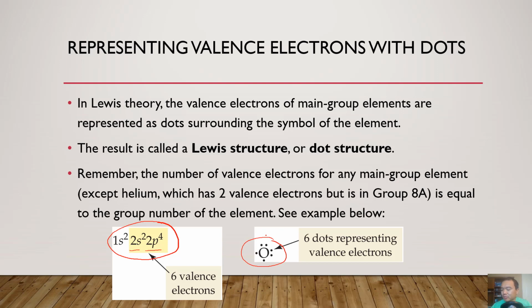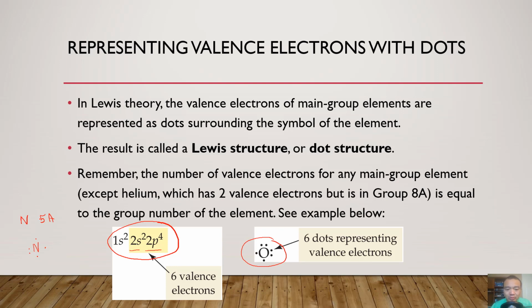Let's see another example. Nitrogen is in group 5A, so it has 5 valence electrons. To write the 5 valence electrons, you first write 1 valence electron on each side. Then, starting from the 5th one, you pair it up. So that's how you write the Lewis structure or dot structure for an atom.